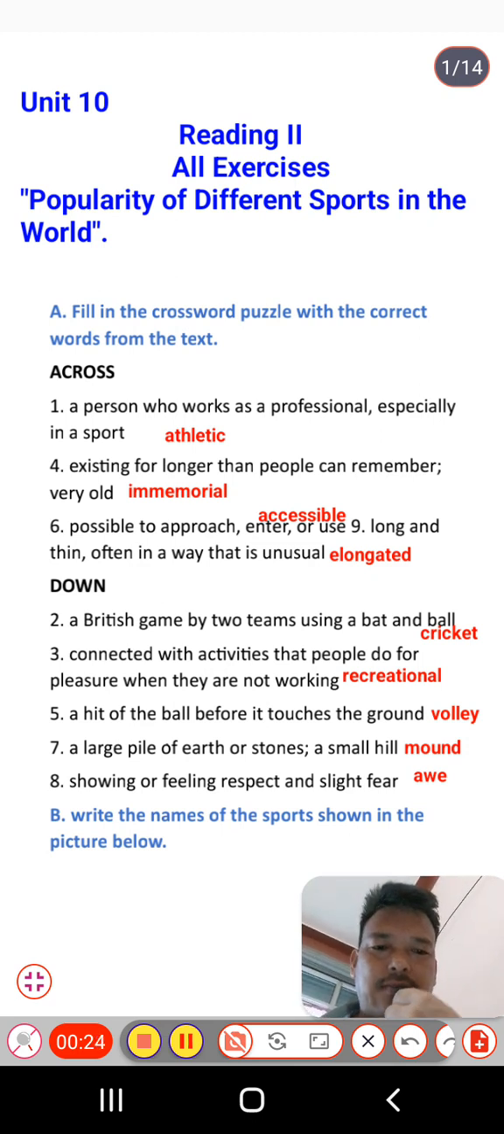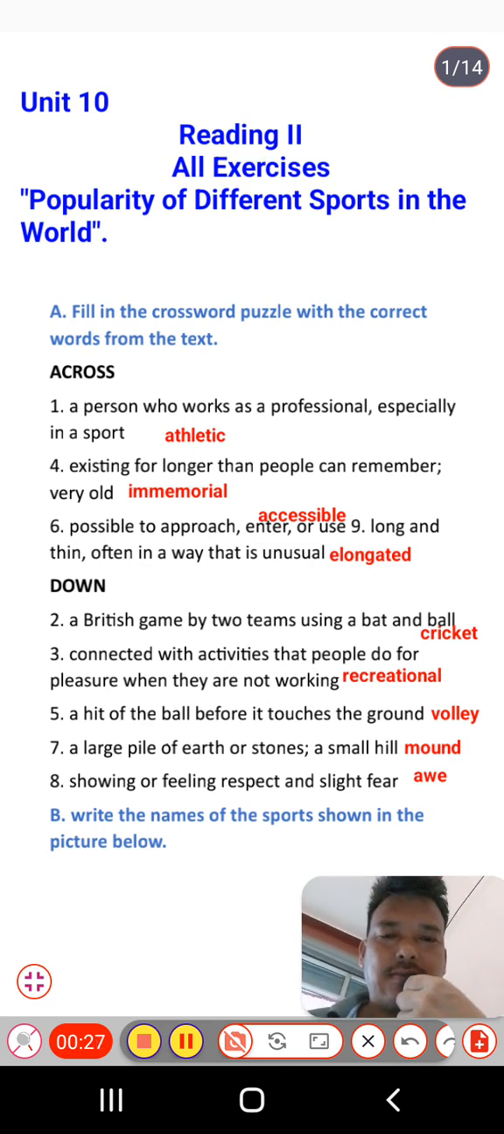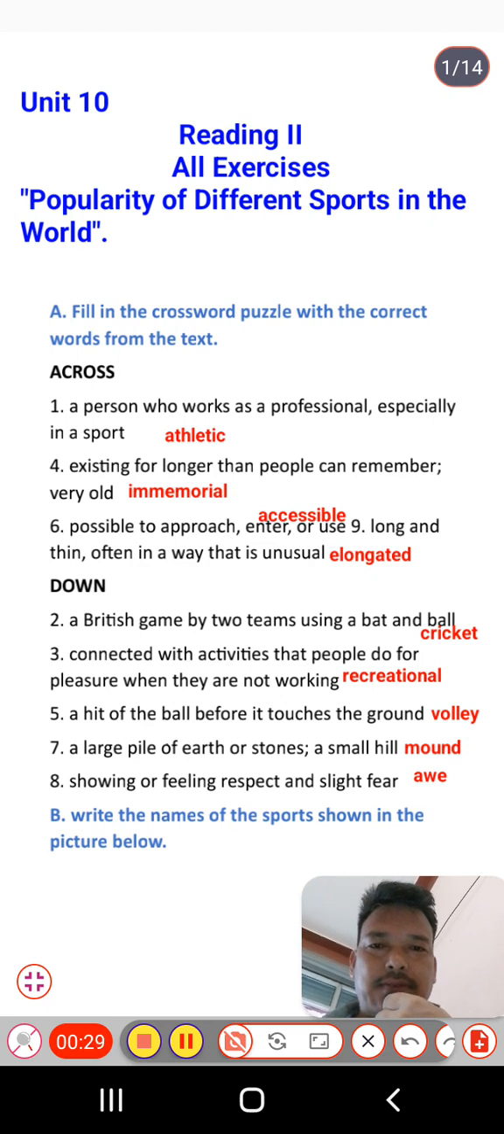And in Unit 10, we are going to discuss the reading 2 exercises on the popularity of different sports in the world. So, students, this is the topic we have today, and that is the exercise of Reading 2 that we are going to solve. Here we start with the first exercise, that is A. Fill in the crossword puzzle with the correct words from the text.